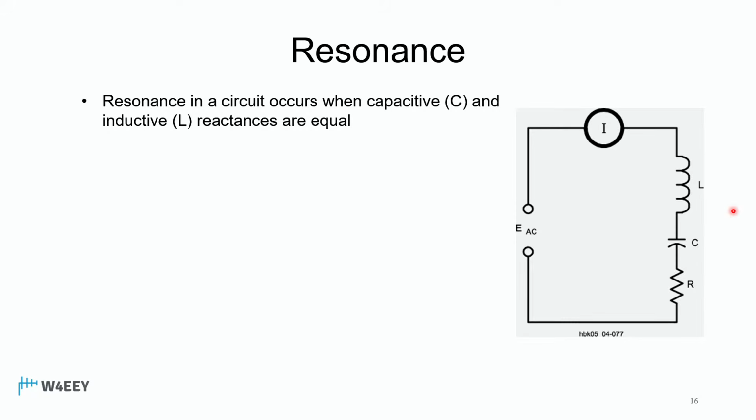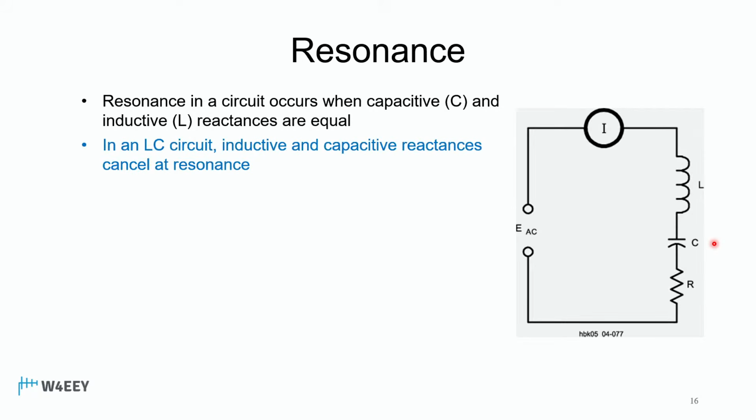Resonance, that magic point where capacitive and inductive reactance happen to be the same at a specific frequency. So resonance in a circuit occurs when capacitive and inductive reactances are equal. So we've got a diagram over here. We don't know what frequency this is, but when the inductive and capacitive reactances are equal, something very magical, very freaky and mind-blowing happens. In an LC circuit, inductive and capacitive reactances cancel at resonance. So if this and this are going to cancel, the ohm value is going to go to 0, right? 0 ohms.